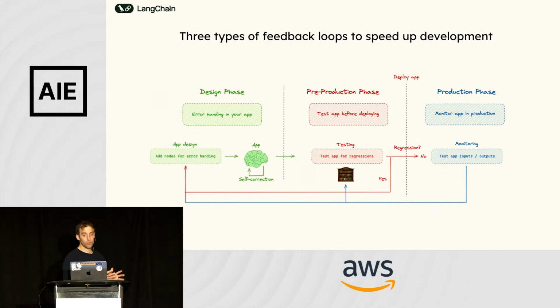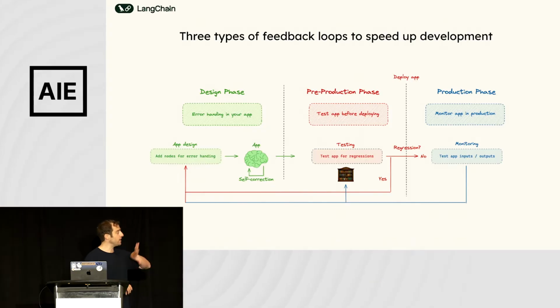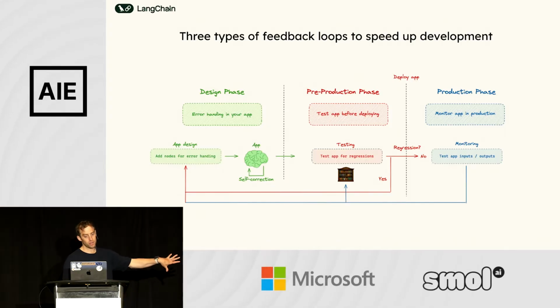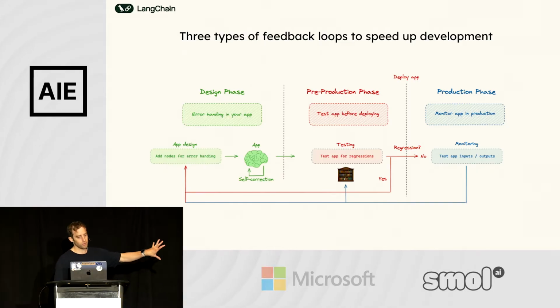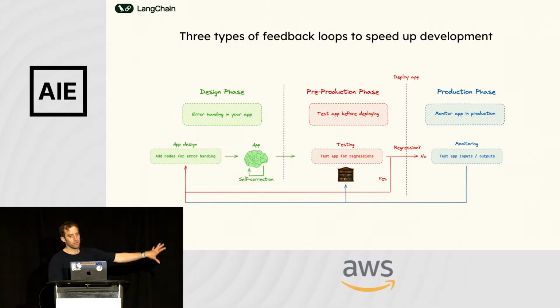So, the 3 types of feedback loops. You have this design phase feedback, something like LangGraph, in-app error handling. That's kind of step 1 we talked about. Cool examples there for coding, for RAG, a lot of nice papers, really promising. I'm very excited about anything you can do here in terms of agentic self-correction, self-reflection in your app itself.